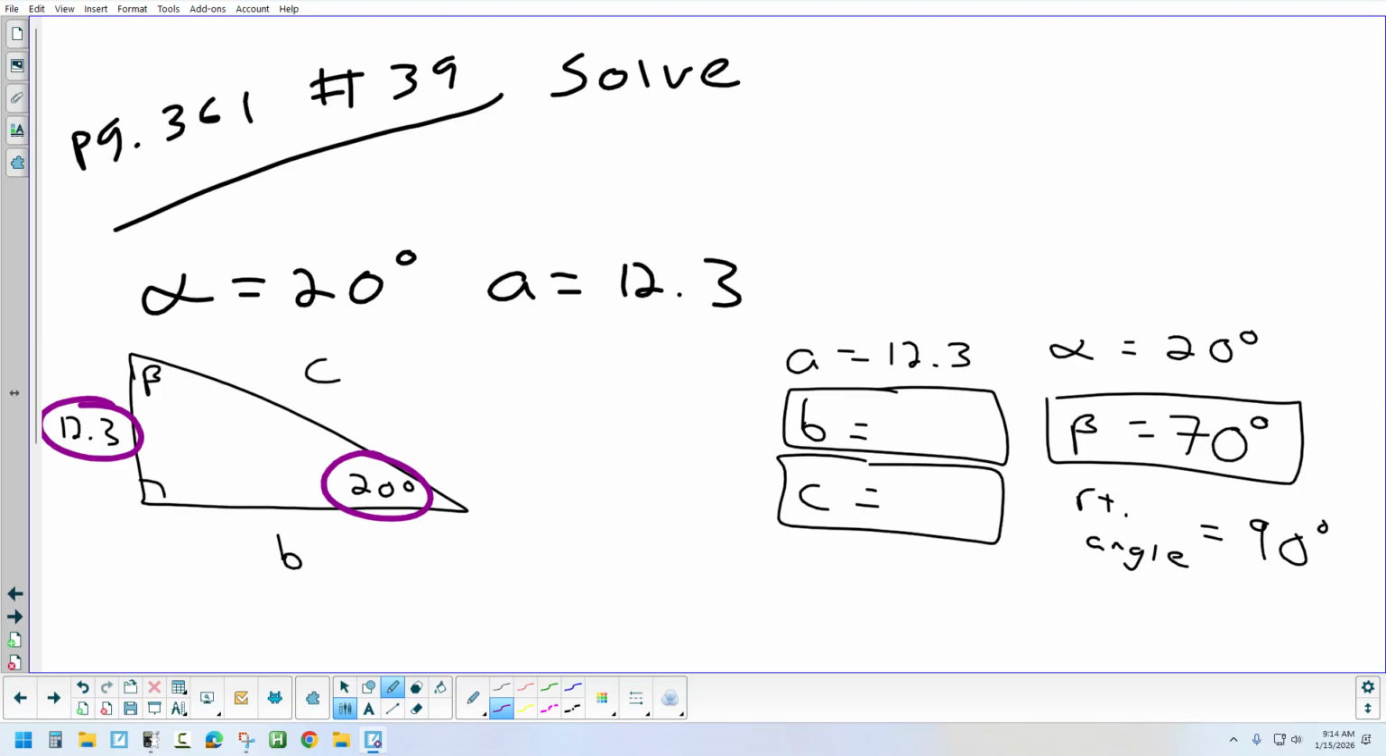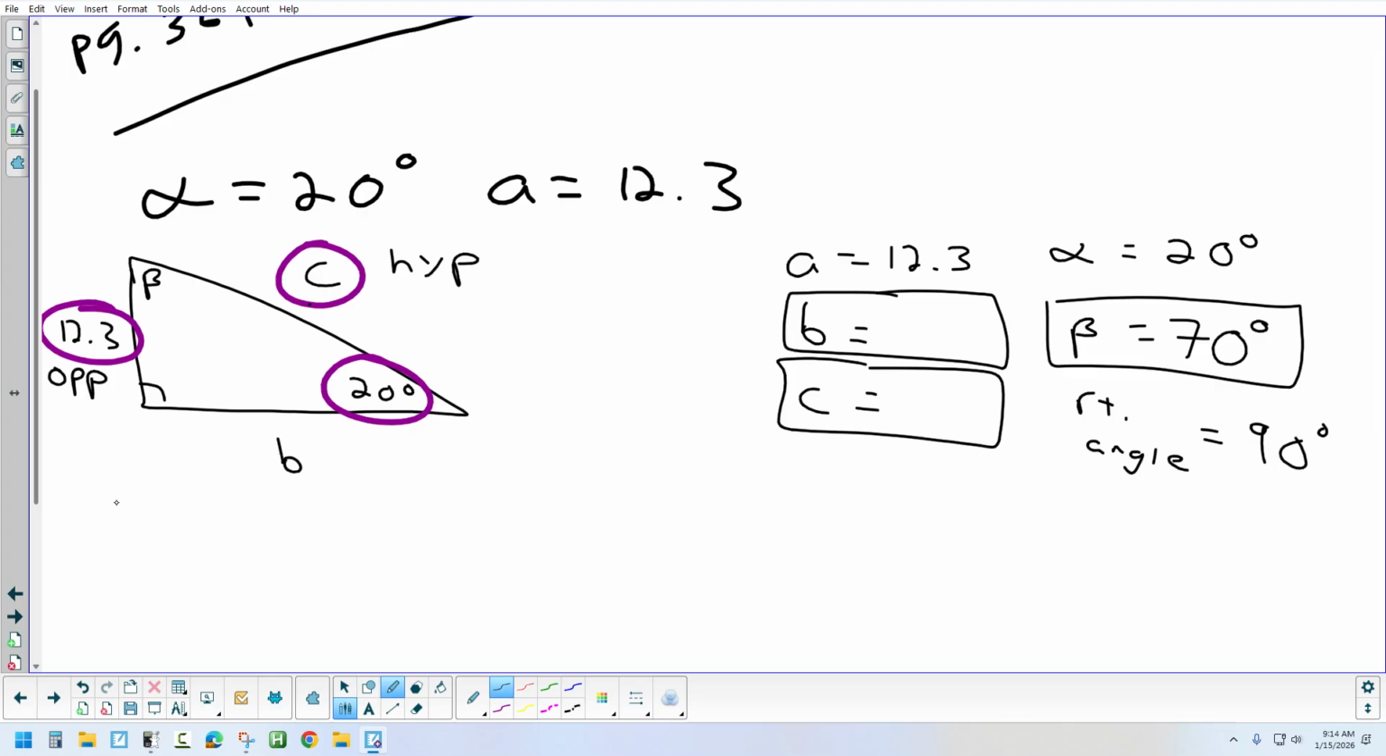Which side do we want to do first? B or C? Doesn't matter. C. So now figure out the position of the sides that you know and that you're trying to find. What is the name of the side that's 12.3 units long? Or what's its position in the triangle? That's opposite. And the side that we chose to find is C. What's the position of side C? Yep, hypotenuse.